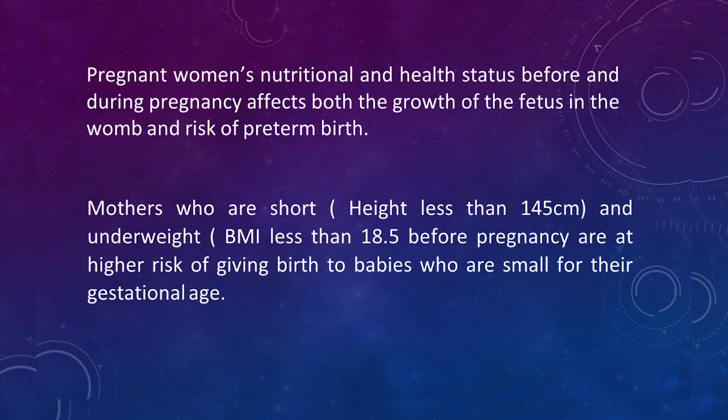So, women having height less than this have more chances of the risk of giving birth to babies who are small for their gestational age. Or if the mother is underweight, that is her BMI, the body mass index, less than 18.5 before the pregnancy, they also have a risk of giving birth to babies who are either small for their gestational age or have a low birth weight.